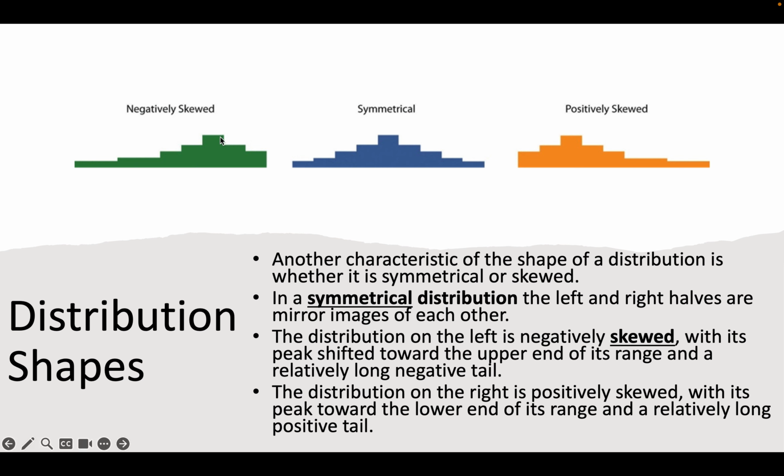So in a negatively skewed distribution, the peak is to the right. In a symmetrical scale, it's right in the middle. And in a positively skewed scale, the peak is on the left. The distribution on the right is positively skewed, with its peak toward the lower end of its range and a relatively long positive tail.